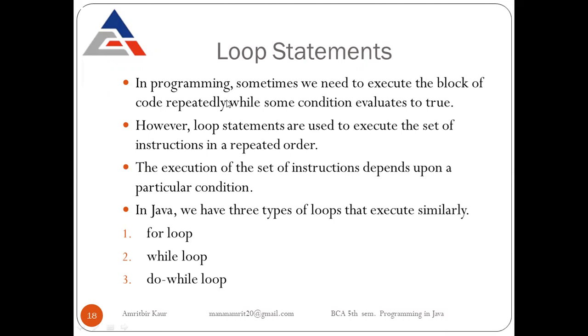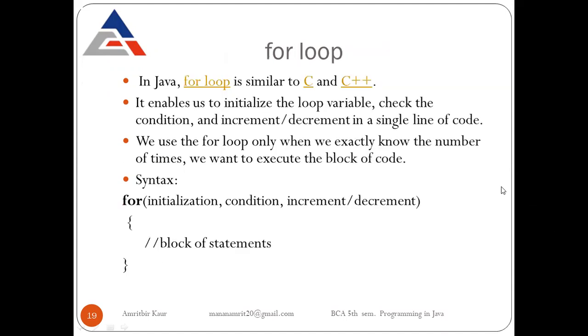So in Java, there are 3 types of loops: for loop, while loop, and do while loop. Now we will discuss each loop one by one. Firstly, we have the for loop. It is similar to C, C++. Firstly, we will initialize a loop variable like i equals 1. Then we check a condition and then increment or decrement in a single line of code.